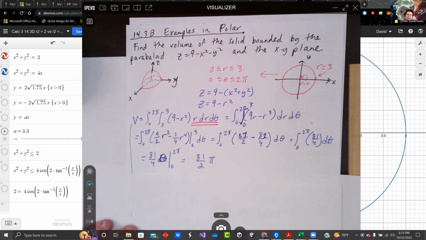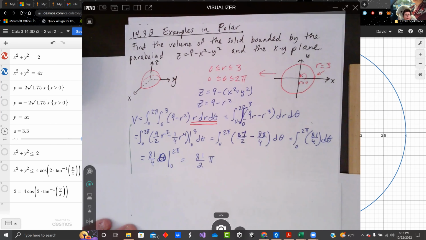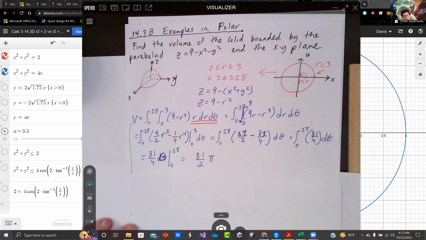So when we integrate it, we got 9 halves r squared minus 1/4 r to the 4th, evaluating from 0 to 3. You'll see that just ends up being 81 over 4 inside there. And then we integrate for theta. We got 81 over 4 theta from 0 to 2 pi, which is just 81 over 2 times pi.